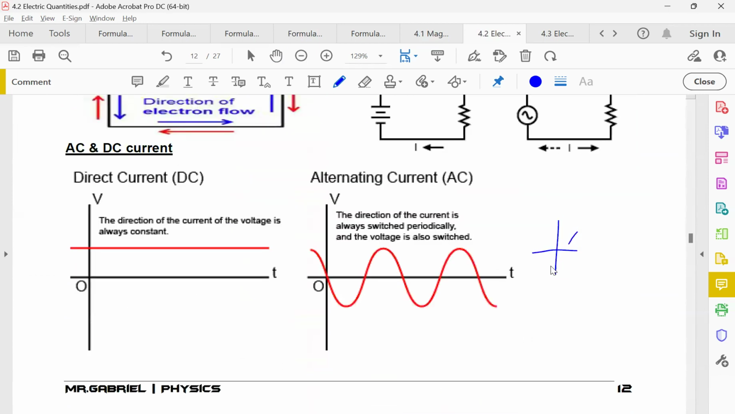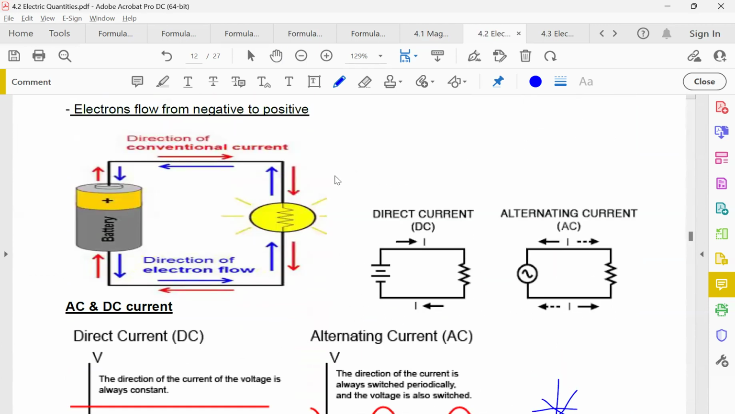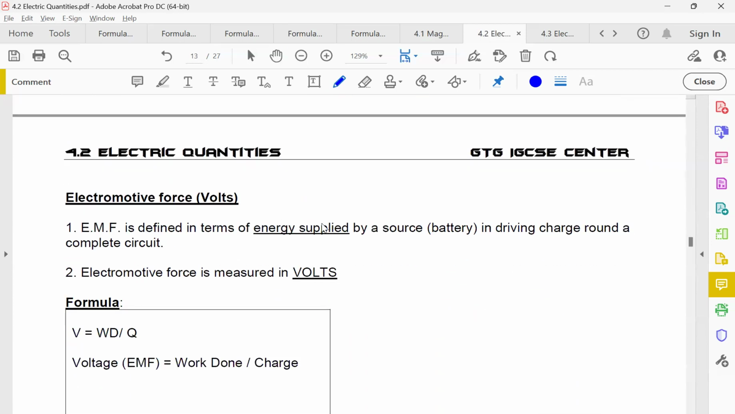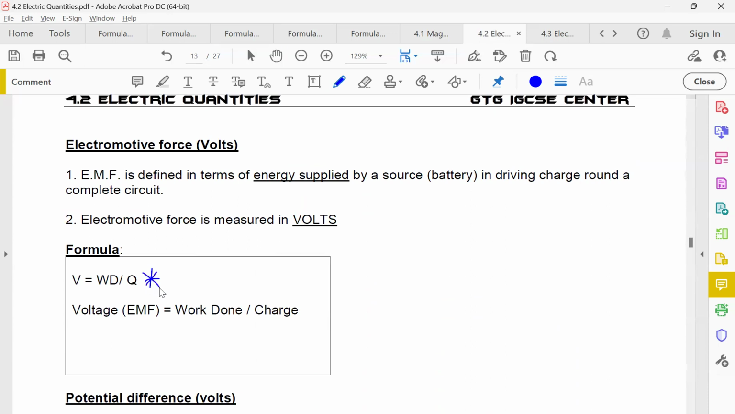Maybe this one is relatively important, so you need to know how alternating current and direct current work. This one is for sure important. You need to know the direction of current flow and you need to know the direction of electron flow, guys. So make sure you know that. This formula also is important. Make sure you know this.